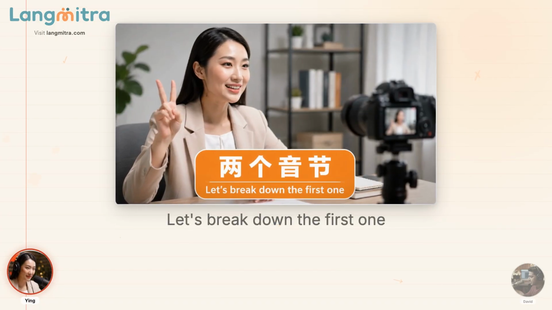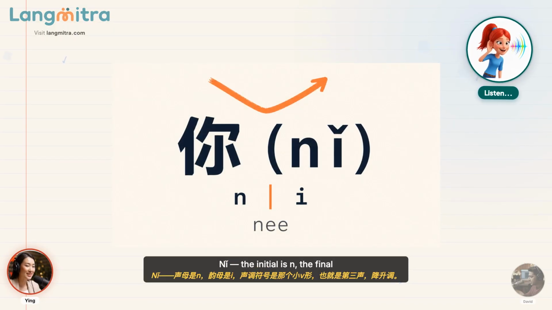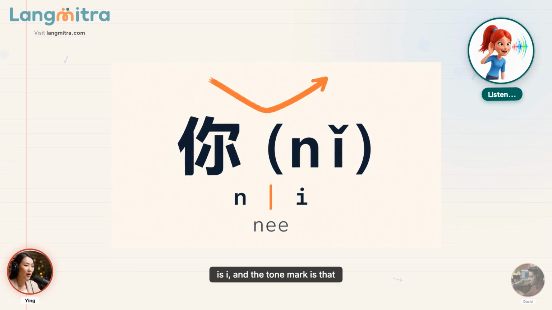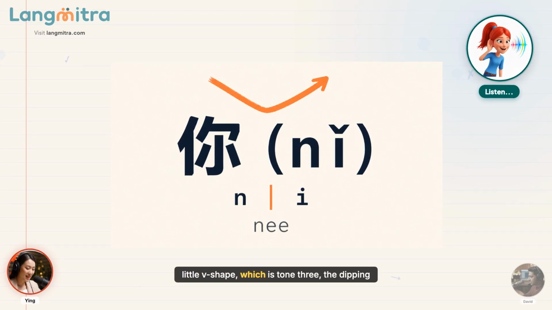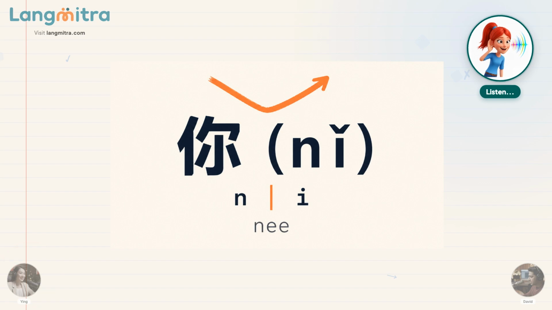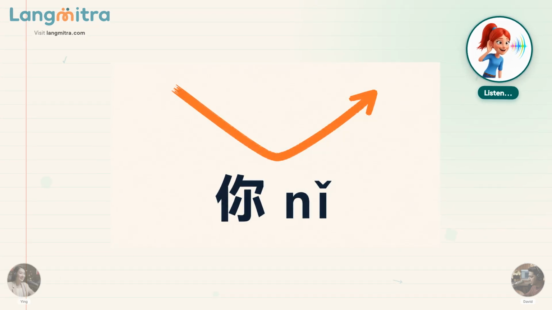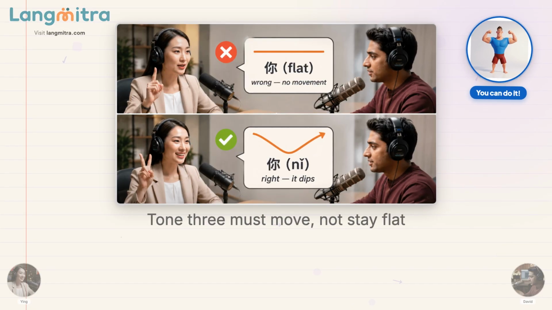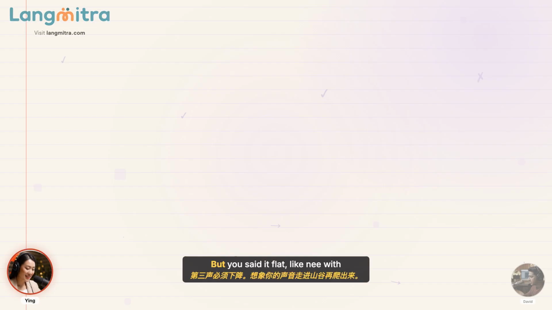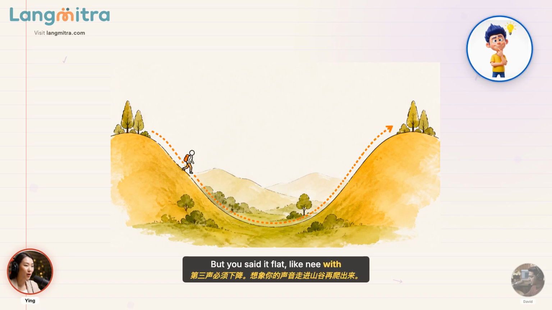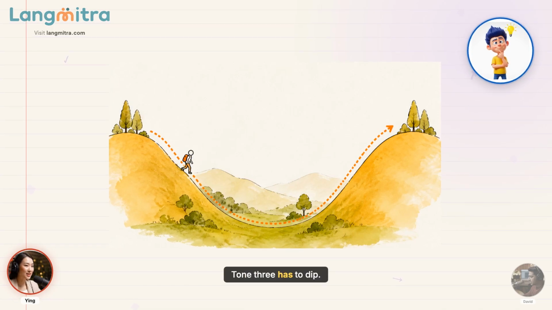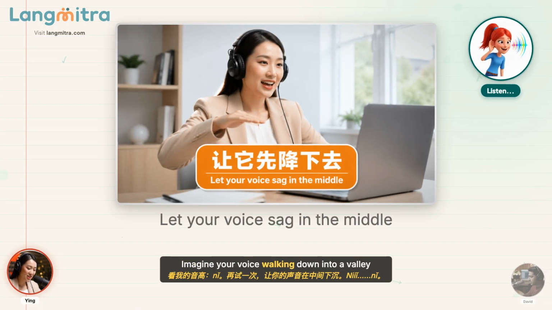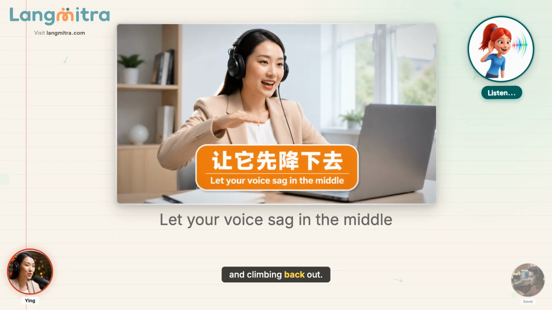Let's break the first one. Ni, the initial is N, the final is I, and the tone mark is that little V shape, which is tone 3, the dipping tone. Listen. Ni. The pitch goes down and then back up. Now you try. Ni. Good start. But you said it flat, like ni with no movement. Tone 3 has to dip. Imagine your voice walking down into a valley and climbing back out.